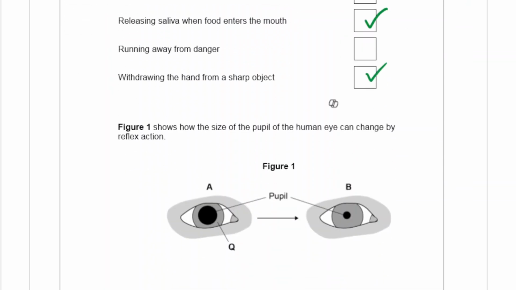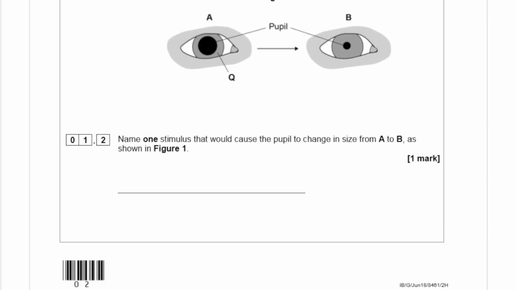Figure 1 shows how the size of the pupil of the human eye can change by reflex action. Name one stimulus that could cause the pupil to change in size from A to B. Now A, you can see that the pupil is actually large, which means that it's allowing more light. So this is basically in the dark and this is in bright light. Because the pupil is small, the eye is trying to protect the retina. So the answer is bright light.